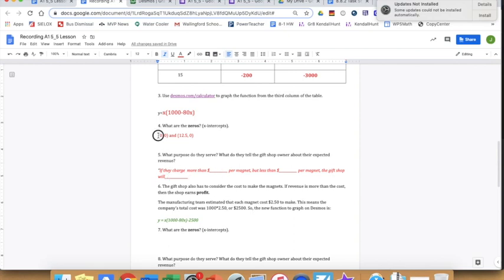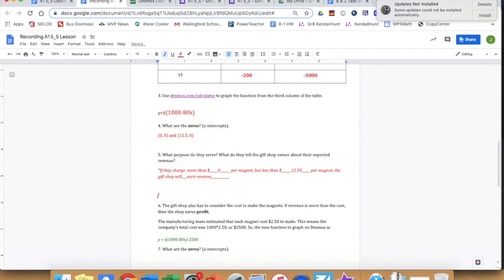So if they charge, let's see, this is the lower zero, and this is the higher zero. So if they charge more than $0, if they charge money, but less than $12.50, then the gift shop will do what? The gift shop will earn revenue. Okay? Which, okay, cool. That's helpful. We have to charge something less than $12.50 to earn revenue. But really they want to know, how can they possibly earn the most revenue possible?